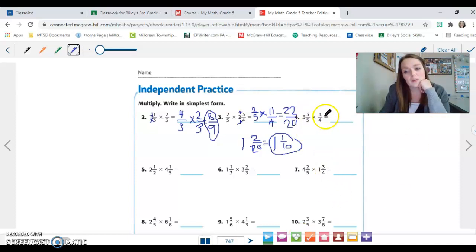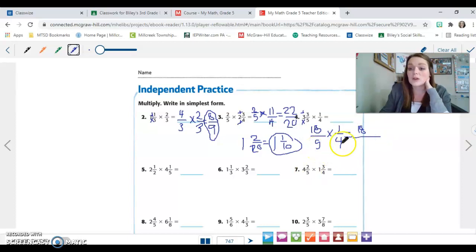I have 3 3/5 times 1/4. I only have one mixed number, so I'll only be changing one of them. I'm going to multiply my whole number by my denominator. 3 times 5 is 15, and add my numerator. 15 plus 3 is 18. Denominator stays the same. 18/5 times, I'm just bringing down that 1/4 because I do not need to change it at this time. Multiply straight across. Numerator times numerator, 18. Denominator times denominator, 5 times 4 is 20. I have 18/20, which then can be reduced to 9/10 for my final answer, because I can divide by 2.